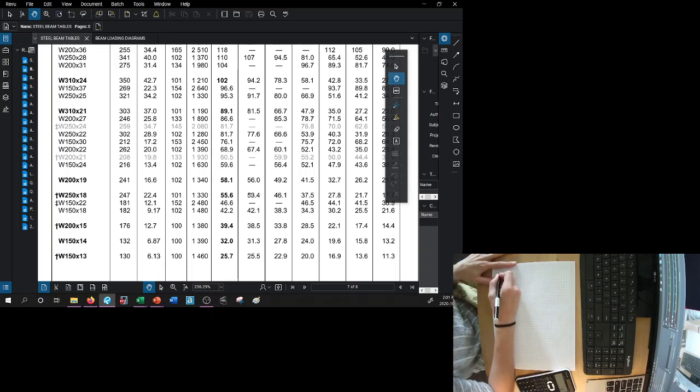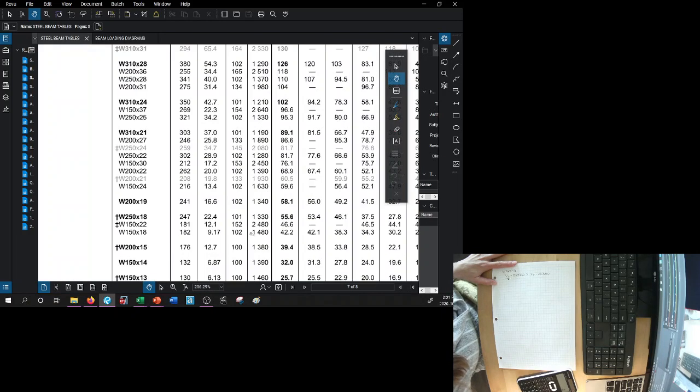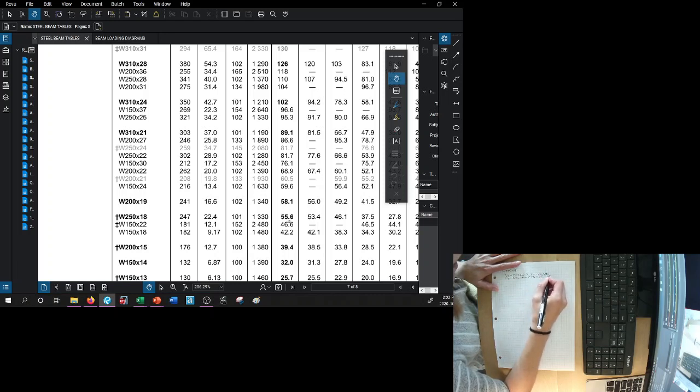We want to know, does a W250 by 18 work for us? Well, our VR equals 247 kilonewtons, and that is greater than our VF of 23.3 kilonewtons. Our MR, just take a look here. Yeah, we're good here. Our MR for a W250 by 18 is 55.6 kilonewton meters. And we had an MF of 35.0 kilonewton meters.